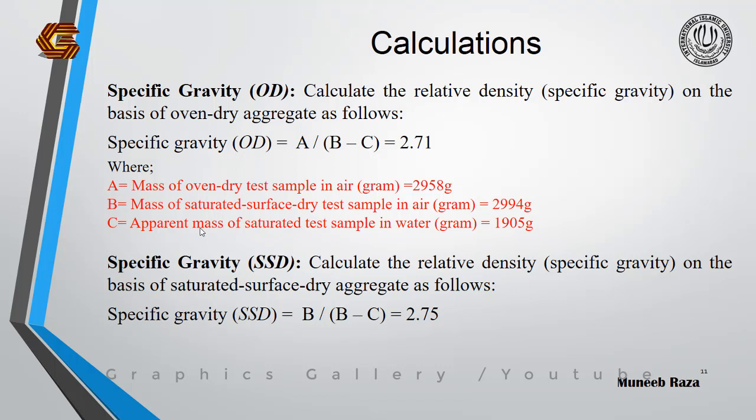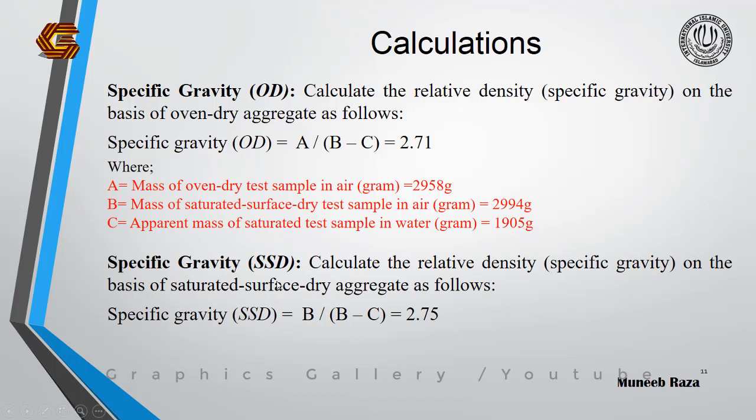Now comes the calculation. The main difference between these things I want to show you. Calculate the relative density on the basis of oven dry aggregate. If we put the oven dry mass in the numerator that you can see here, then this value will come here. These are all the mass calculations that I did in the lab. Here the specific gravity for oven dry is 2.71. Here I have mentioned A as this, B as this, and C as this.